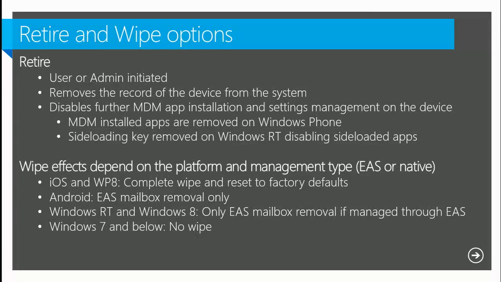So the behavior is platform by platform. A wipe on iOS and Windows Phone does a full factory reset, removes all apps, all data, wipes it clean, sets it back to the way it was when the device was purchased.